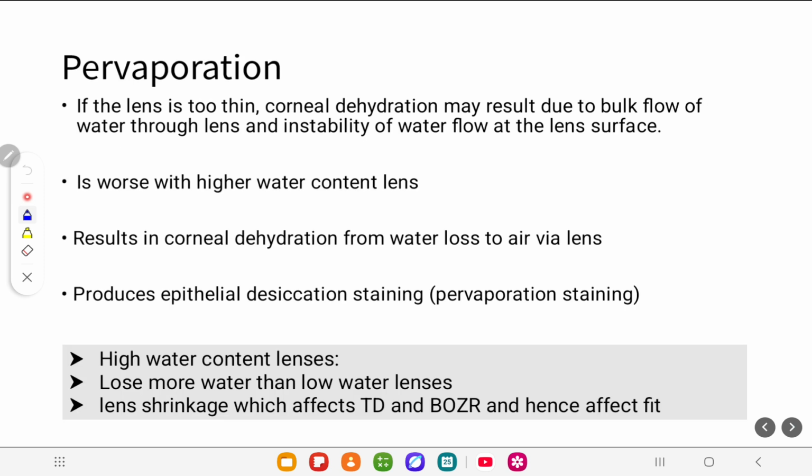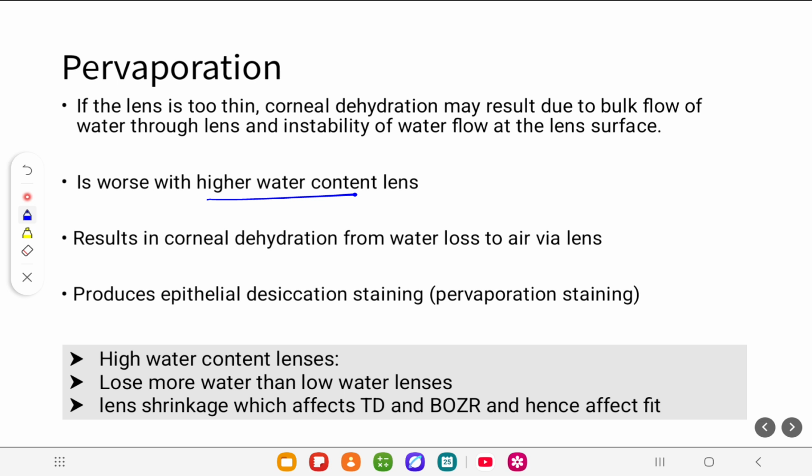So pervaporation, what do you mean by that? If the lens is too thin, corneal dehydration may result due to the bulk flow of water through the lens and instability in water flow. So basically, through the lens, water moves out into the environment. It is worse with a high water content. That's why in dry eye condition, never prescribe high water content contact lenses, especially in evaporative dry eye.